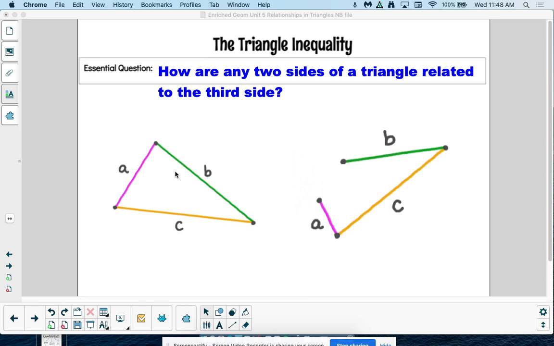2 plus 1. Not quite 2 plus 1. 2 plus 3. What do you know about two sides of a triangle? The sum of them has to be greater than the third. Yes, they have to add to be greater than the third side. Perfect.